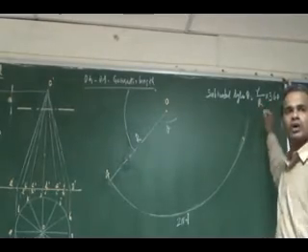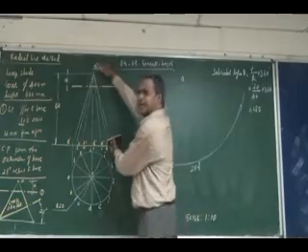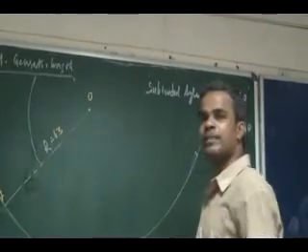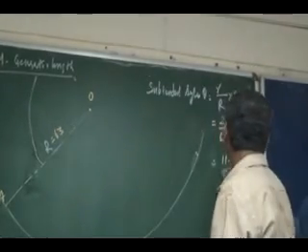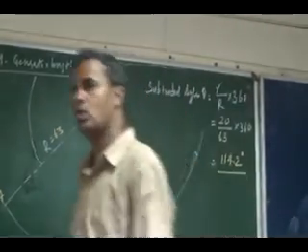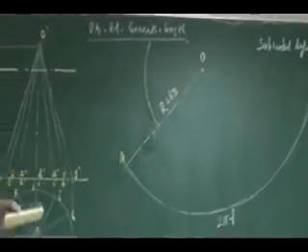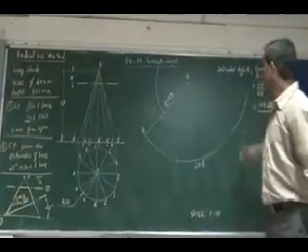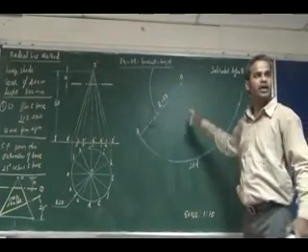Already we know R is nothing but my generator length. So what is the generator length? This is 63. So 20 divided by 63 into 360, how much are you getting? The angle we are getting is 114.2 degrees. Something like this we will be getting. We cannot measure this and divide it into 12. It is not possible.